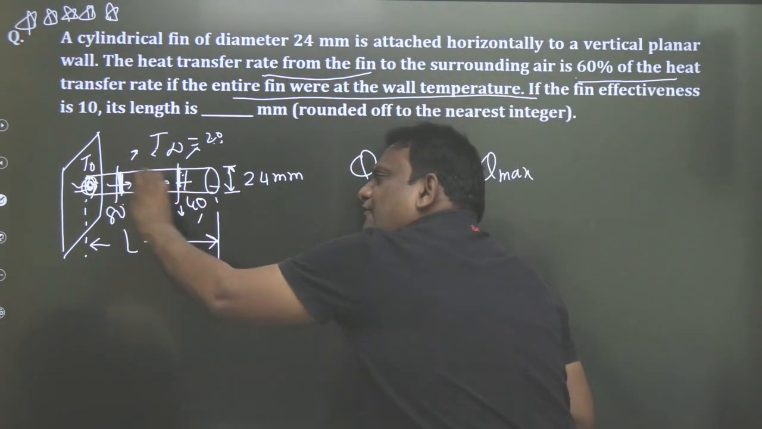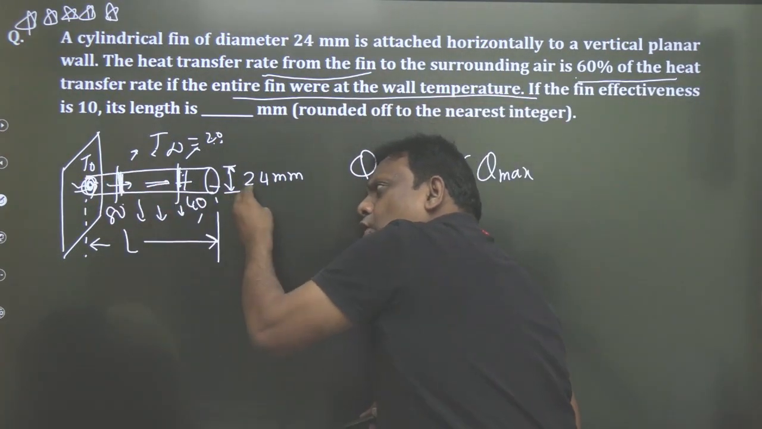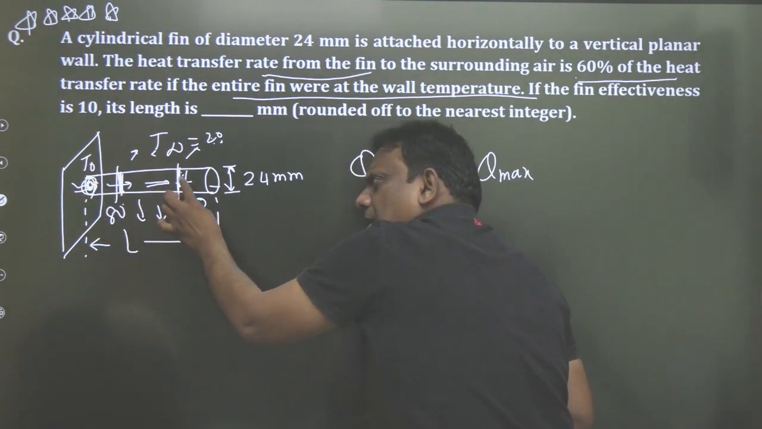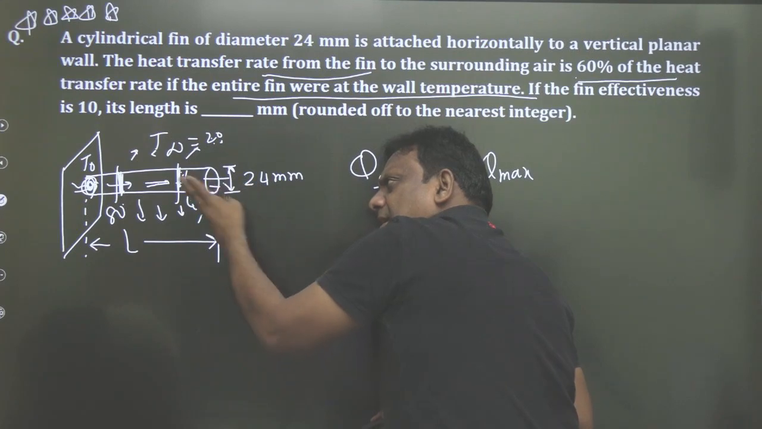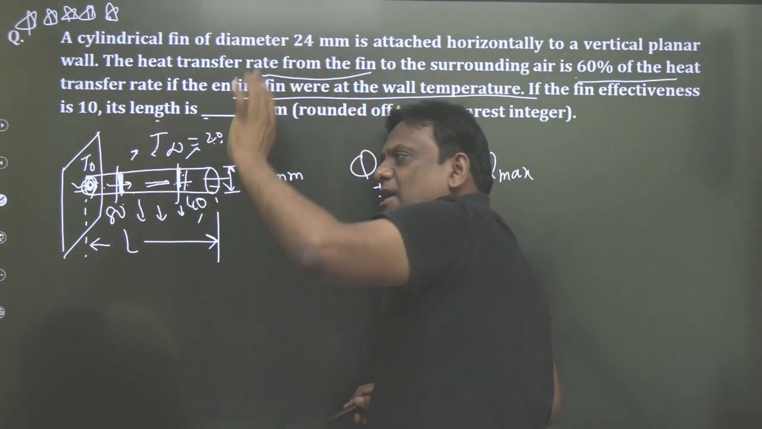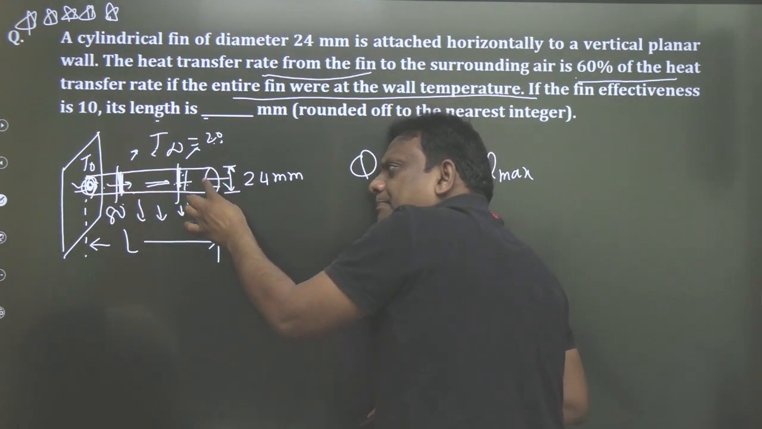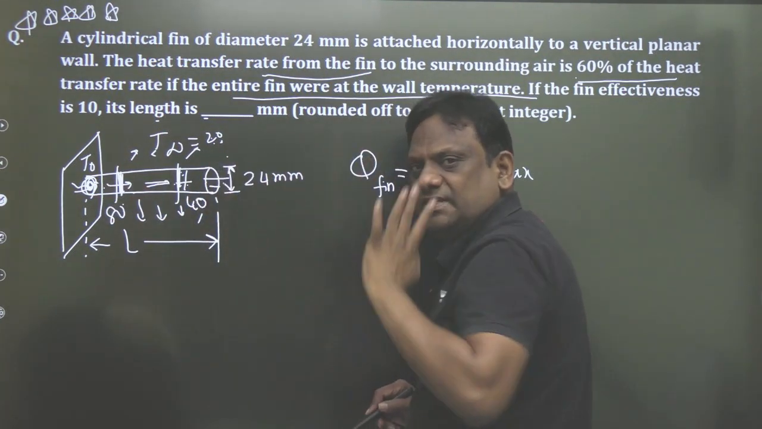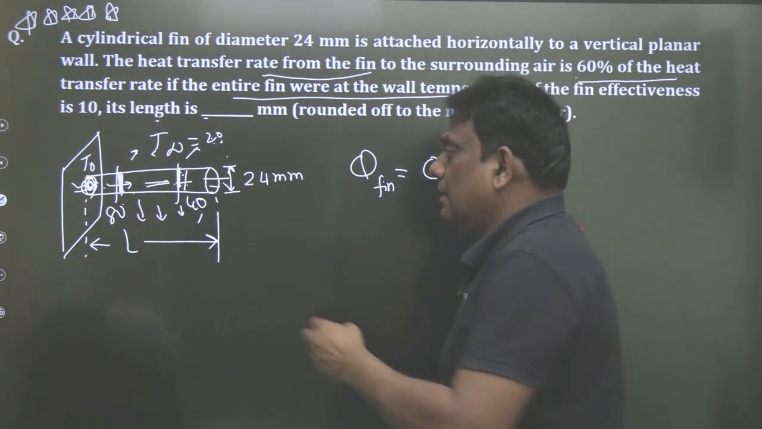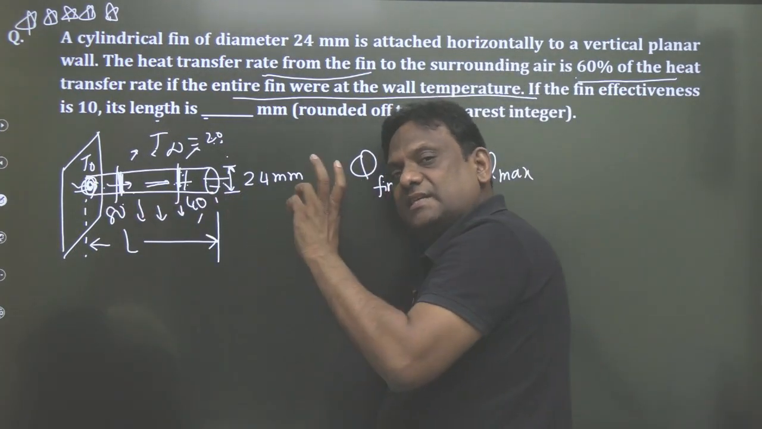When the entire fin is at the wall temperature, if there is no drop, so for example, this is 100, 100, 100, 100, 100. Everywhere the temperature is 100. So the difference is 100 minus 20, 100 minus 20, 100 minus 20. So that is the maximum difference. If there is a drop in temperature, the difference is decreasing. That's why heat transfer is decreasing. So maximum heat transfer will occur when the entire fin is at the base temperature.